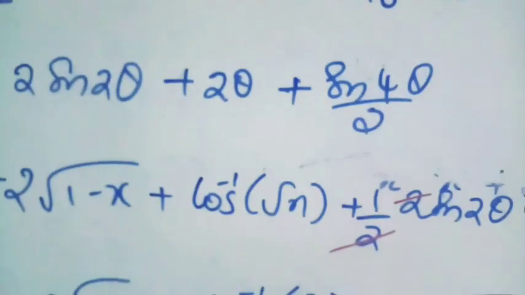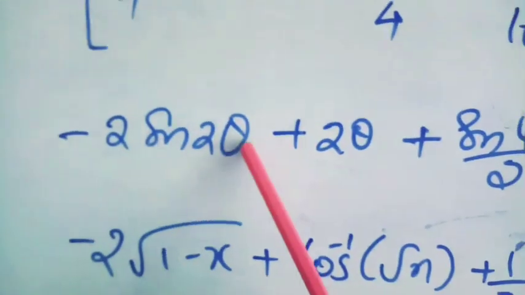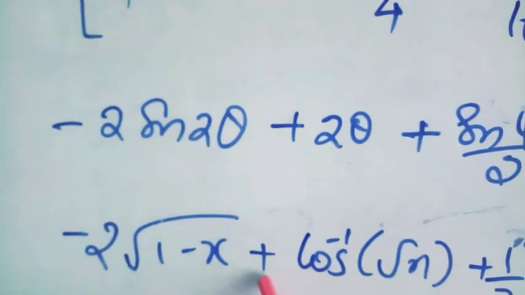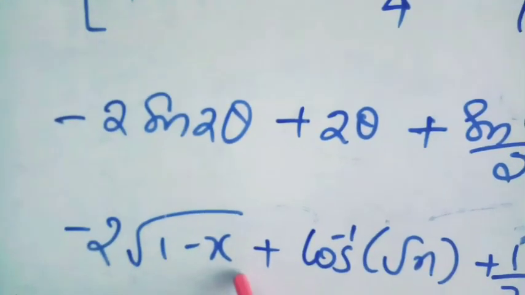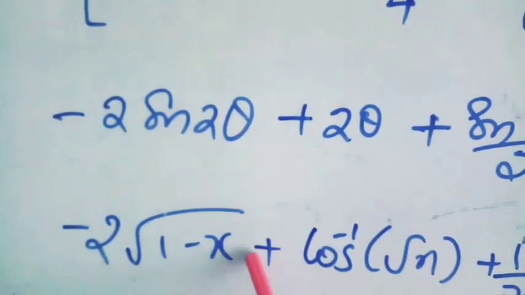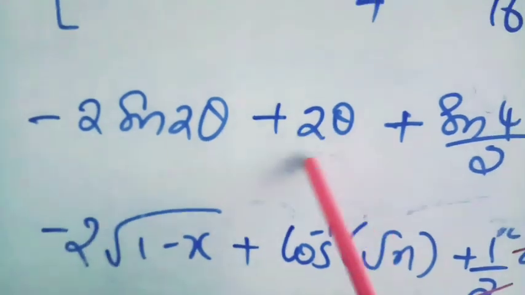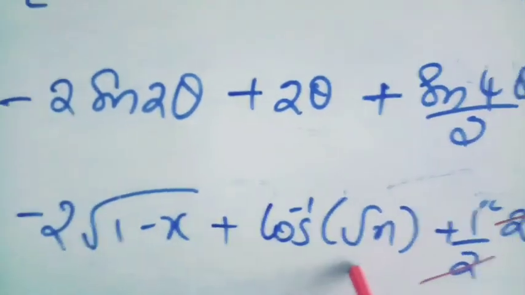Anyway, we need to change all this theta, because we assumed root x is equal to cos 2 theta. So sin 2 theta is equal to root of 1 minus cos square 2 theta. cos 2 theta is root x, so cos square 2 theta is x. So minus 2 into root of 1 minus x, plus 2 theta. What is 2 theta? Cos inverse root x.